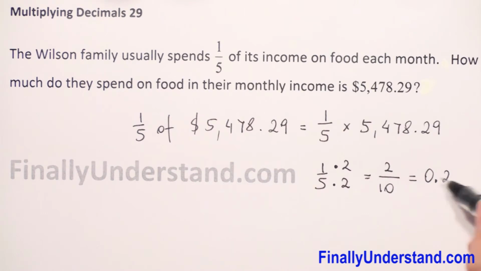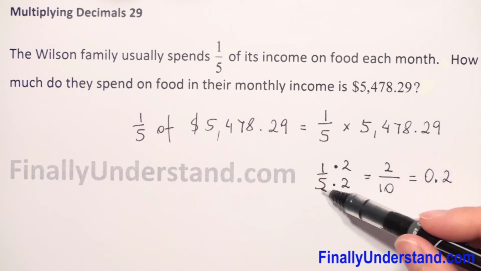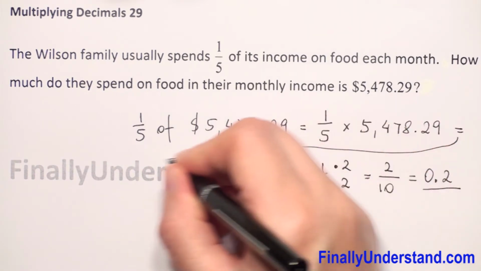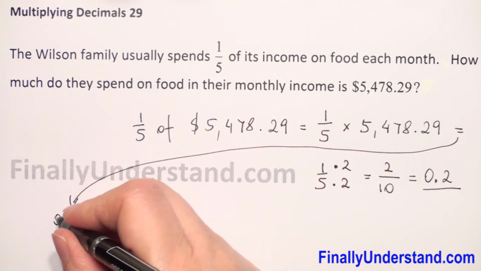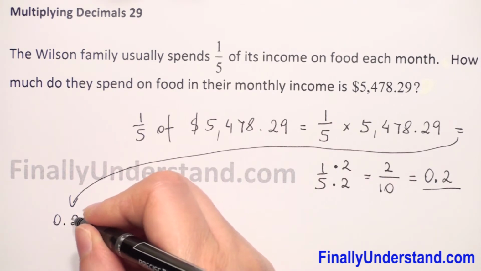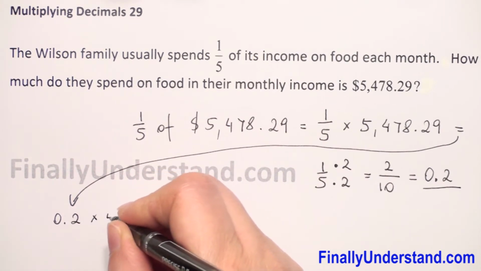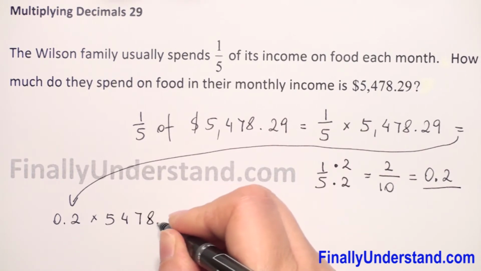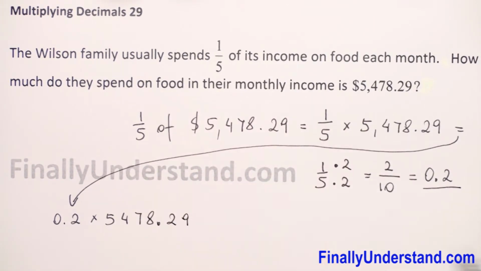You can write it this way, or you can do long division. You can divide 1 by 5 and you will get the same answer. So we have here 0.2 times 5,478 decimal point 29. We have multiplication of decimal numbers.